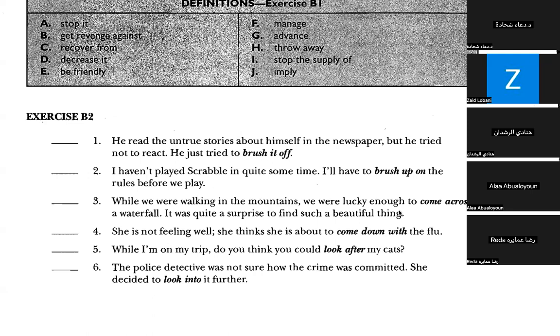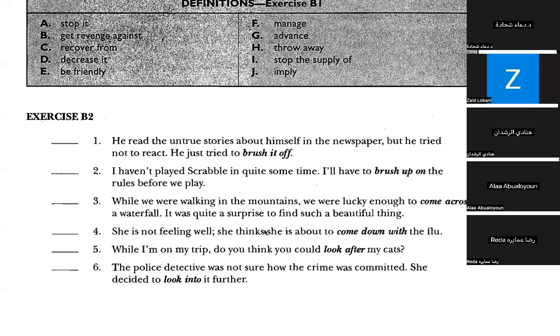Good job. It's true. So come across means to suddenly encounter, right? And you did not expect to see this or something like that. And in Arabic, what does it mean to come across? مرات بالصدفة يعني. Exactly that. يعني إنك تصادف, okay? تصادف. So while we were walking in the mountains, ونحن كنا نمشي في الجبال, right? We were lucky enough to come across. كنا محظوظين إنه نصادف waterfall, شلال ماء ساقط, guys.